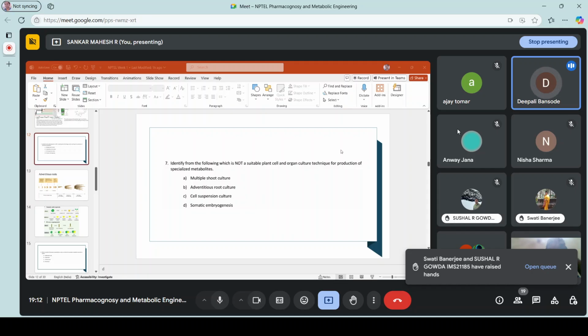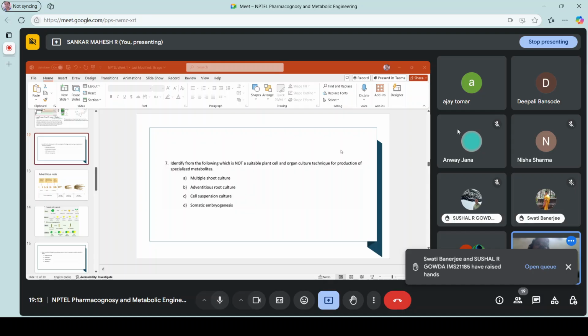So it's a method to grow these cells, right? Growing of cells, yes. Now in cell suspension culture, will you get tissues? Okay, if you're getting tissues, can they produce specialized metabolites? Yes, if we think with that inclination, then yes. Okay, so cell suspension culture is not the right answer. Do we agree? Yes, understood.